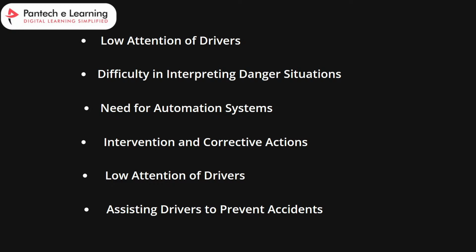Next one is the inability to take quick corrective measures. Even if drivers notice some dangers, they might not react fast enough to prevent an accident. So at that time, these features will help you. To address these issues, there was a need for a system that could sense danger on the road, alert the drivers continuously, and if necessary take control of certain functions like braking or steering to prevent the accident.